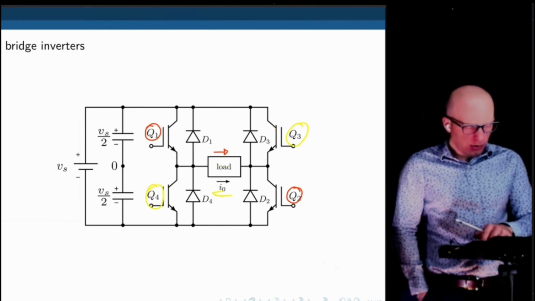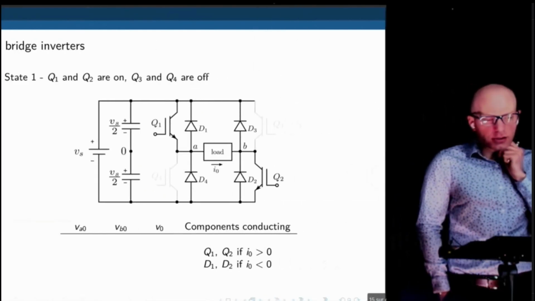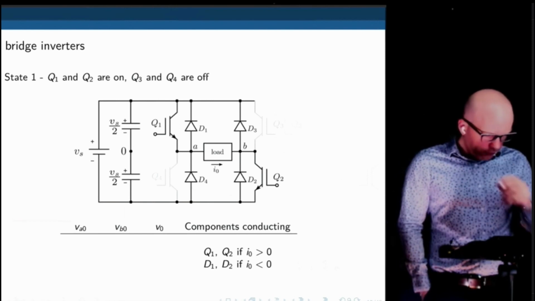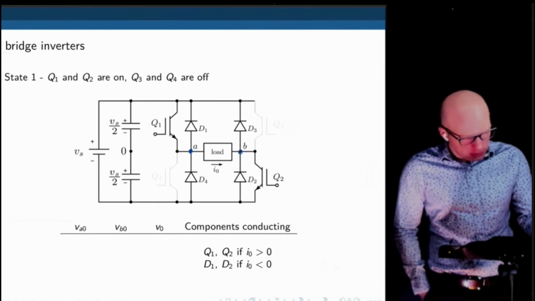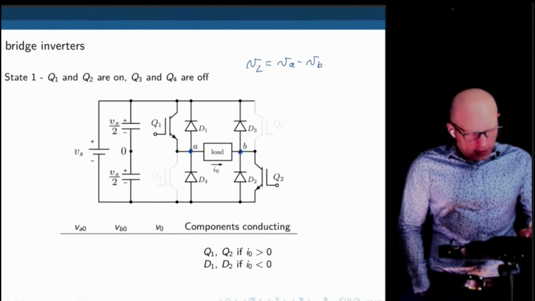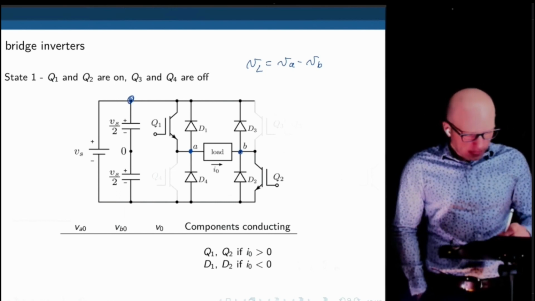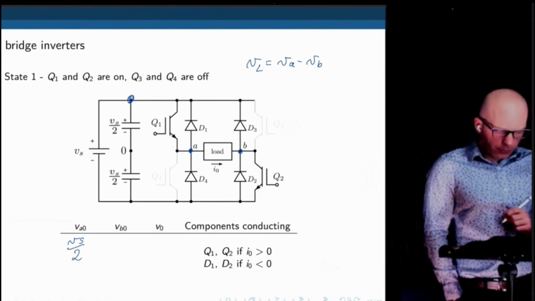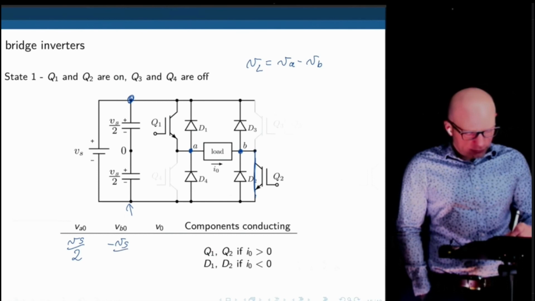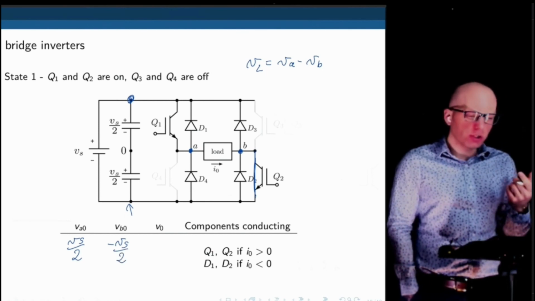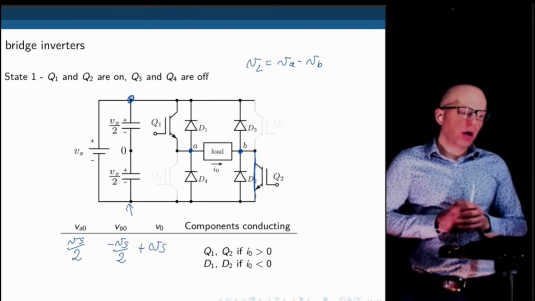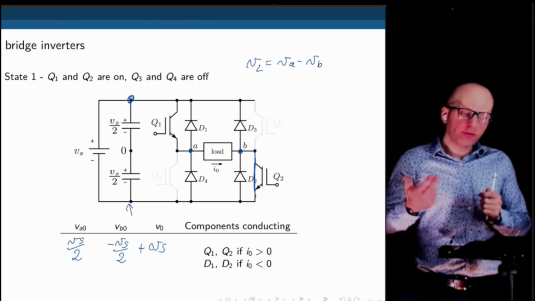Now, same principle as before. Let's do a deeper analysis here. Let's just look at the first state. Q1 and Q2 are on, Q3 and Q4 are off. What is the voltage across the load? Well, the voltage across the load is always the voltage at A minus the voltage at B. So V load is VA minus VB. What is VA? If Q1 conducts, then VA is at the same potential as that point. VA is Vs over 2. And what is VB? VB is at the same potential as this point, which is negative Vs over 2. Now, what is V0? The actual voltage across the load is VA minus VB, and that is actually Vs over 2 plus Vs over 2, which is Vs. Now we have the same voltage as the power source, as opposed to half of the voltage as we had before.